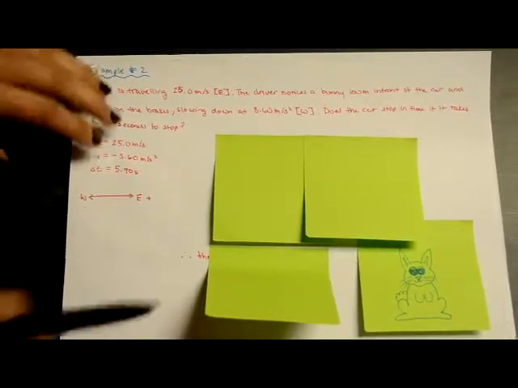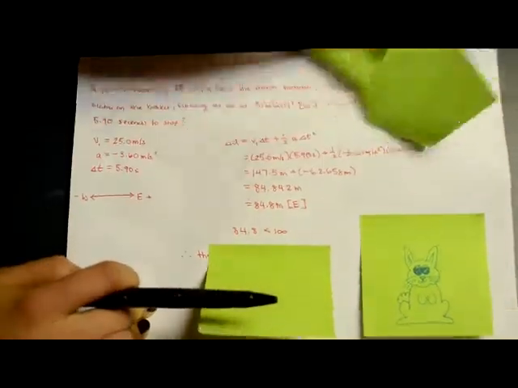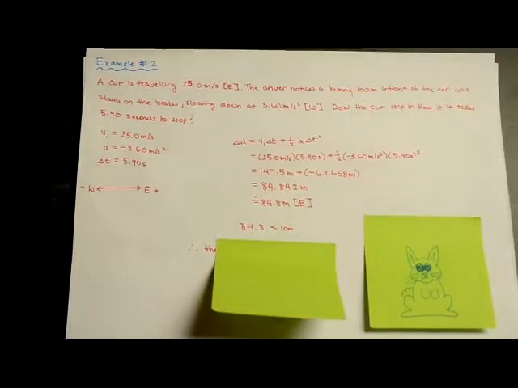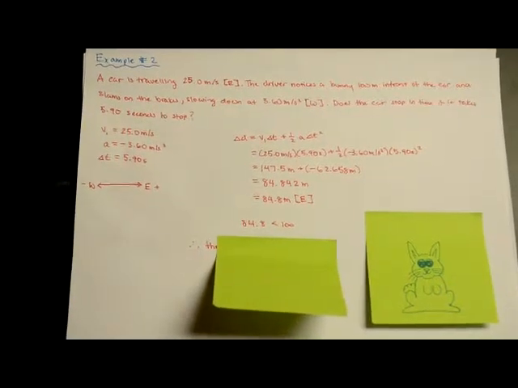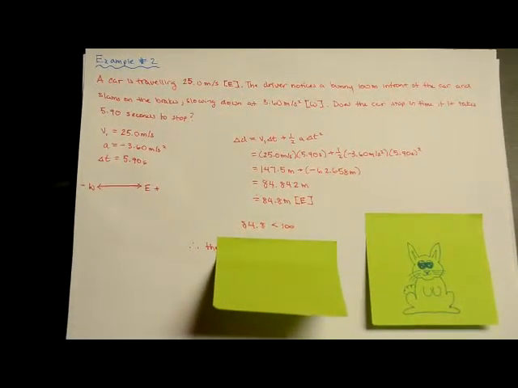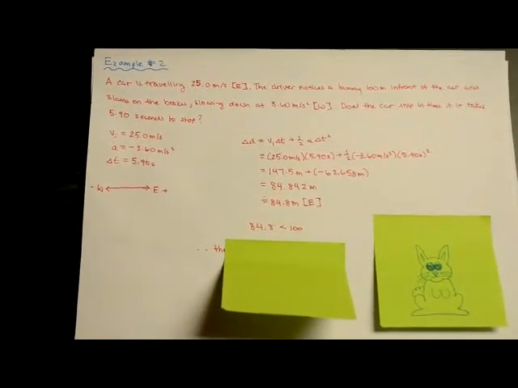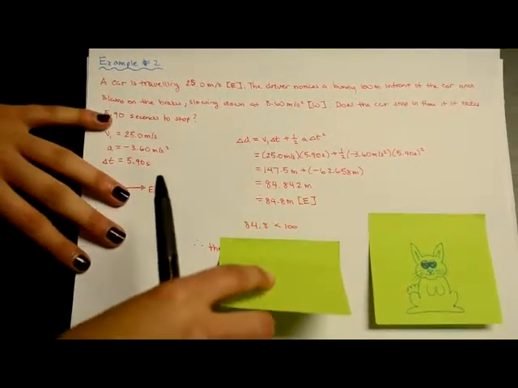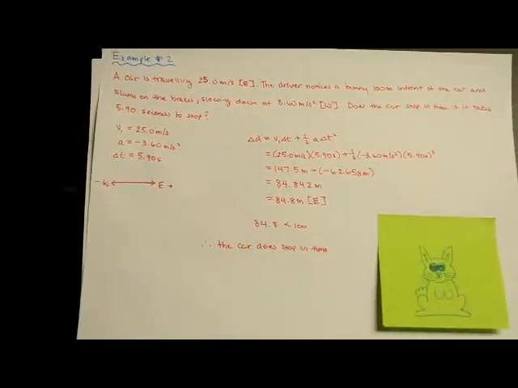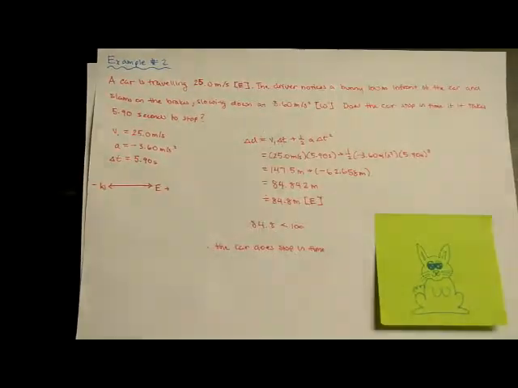For this problem, we will use the positive equation because we were given the initial velocity rather than the final velocity. From here, we sub in our givens and get 84.8 meters east as our answer, after significant digits are put into consideration. 84.8 meters is less than 100 meters, and so yes, the car does stop in time.